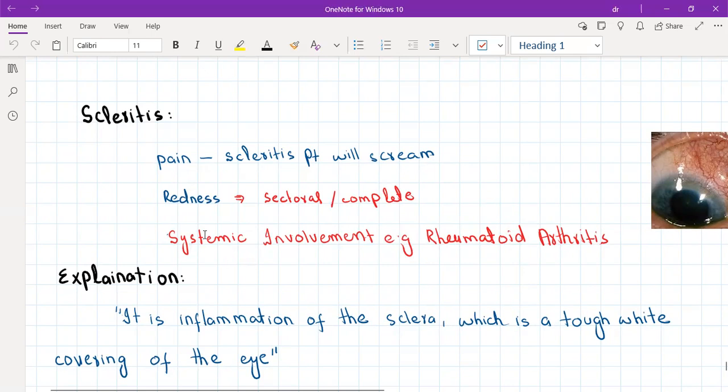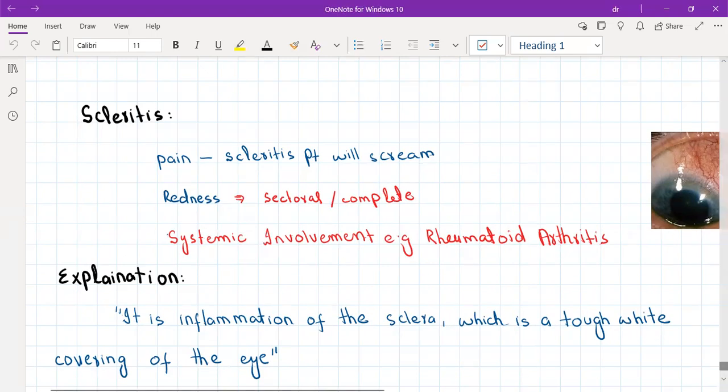Basically, these patients will have systemic involvement in 50% of the cases. 50% of these patients will have an underlying disease. Now, the disease can be any autoimmune disease like rheumatoid arthritis. It can be an infectious disease, or SLE. So there is an underlying disease in 50% of these patients.